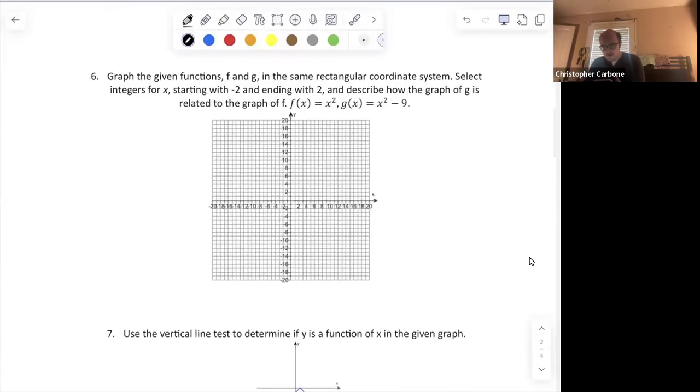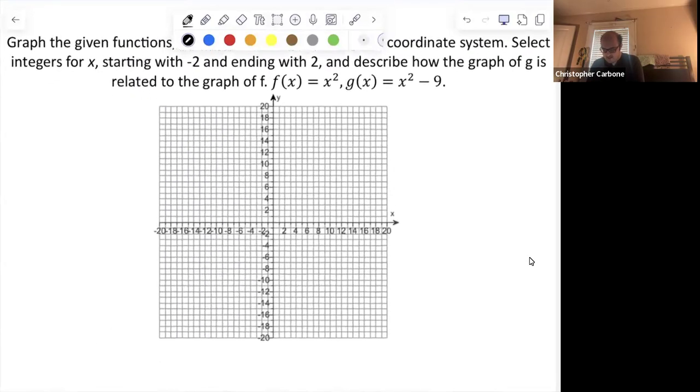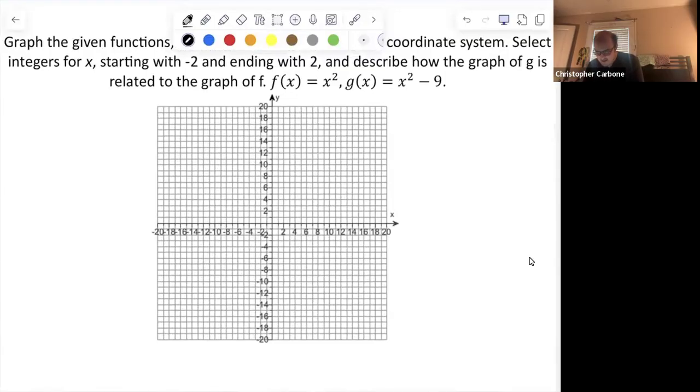The sixth one wants to graph these functions f and g in the same rectangular coordinate system, which I copied from my math lab, and as you could tell, not exactly the nicest to do, and it's such an enclosed spot. But this wants to use f of x is equal to x squared, g of x is equal to x squared minus 9. So let me actually just set up this table so we know what we're actually graphing.